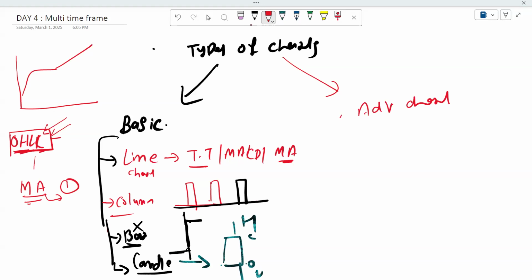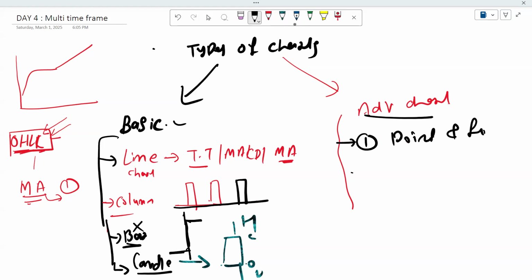Now, the second category is the advanced chart. In advanced chart, what charts do we have? We will not discuss them in this course because it's a basic course, so you can study them on your own. There are the point and figure chart, okay, I will just name them, and the Renko chart is also there. And then there's the Heiken Ashi chart also. Point and figure chart, Renko, Heiken Ashi. These are the advanced charts.